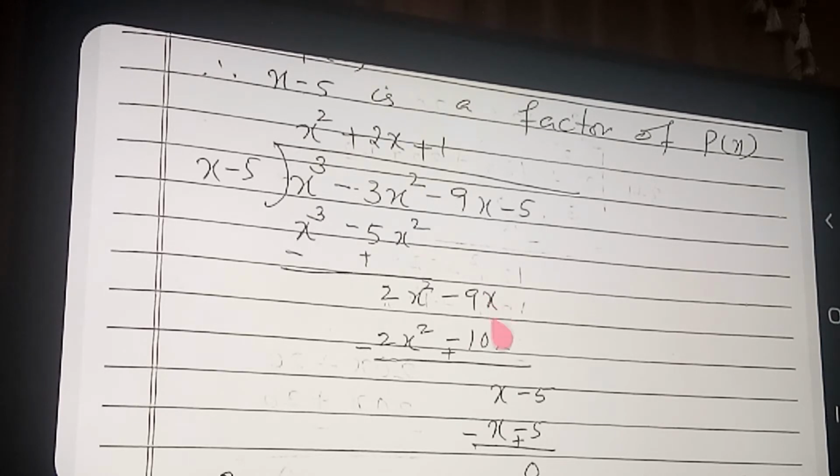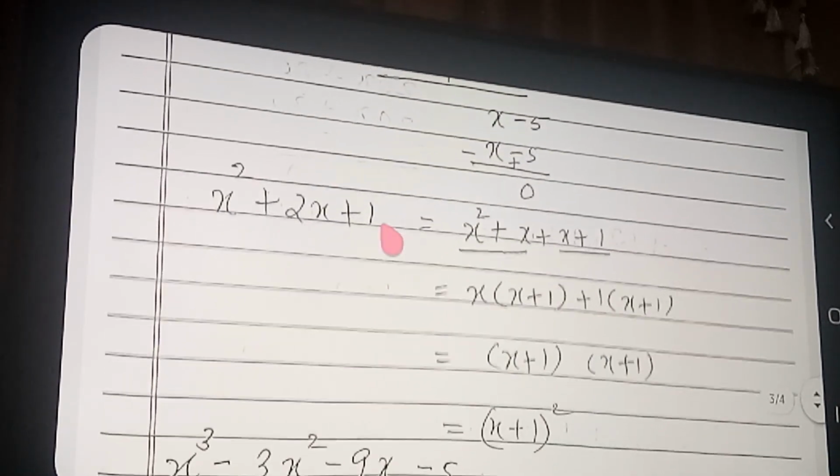So minus 9x plus 10x, how much is coming? x. Bring down this term minus 5. Again first term by first term, how much is coming? 1. 1 into x is x and 1 into minus 5 is minus 5. Change the sign and add. All the terms cancel now. So very clearly, what you understood: x minus 5 is a factor. The remaining two factors lie in which polynomial? This quotient polynomial, x square plus 2x plus 1. So we can see it below.